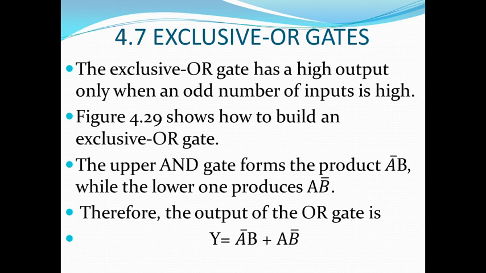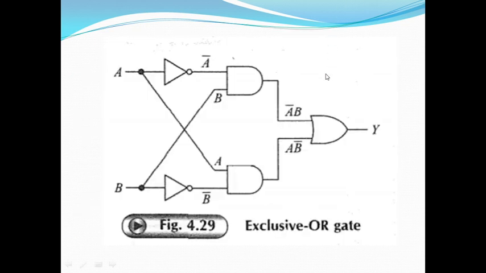Now, how can this circuit be built up? You can see that this circuit can be built up like this. Here there is an input A. After the input A, an inverter is given, so the output of this inverter is A bar. One of the inputs to the upper AND gate is A bar. Another input is taken from input B, directly. So the output of this AND gate is A bar B. Similarly, the input to the lower AND gate is A, taken directly, and B inverted, so B bar.